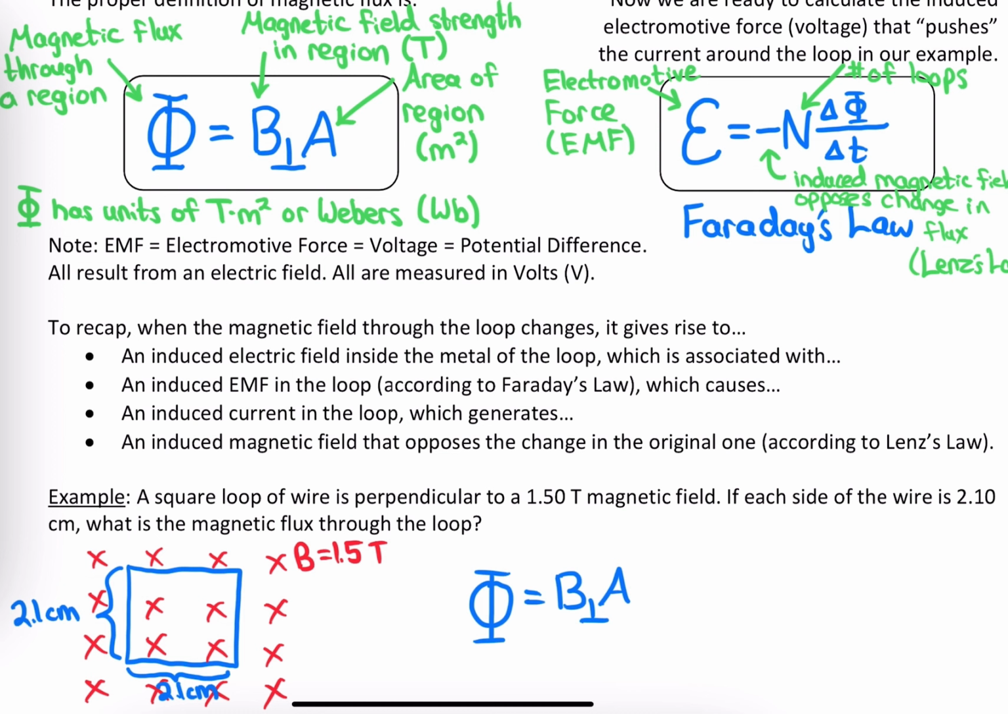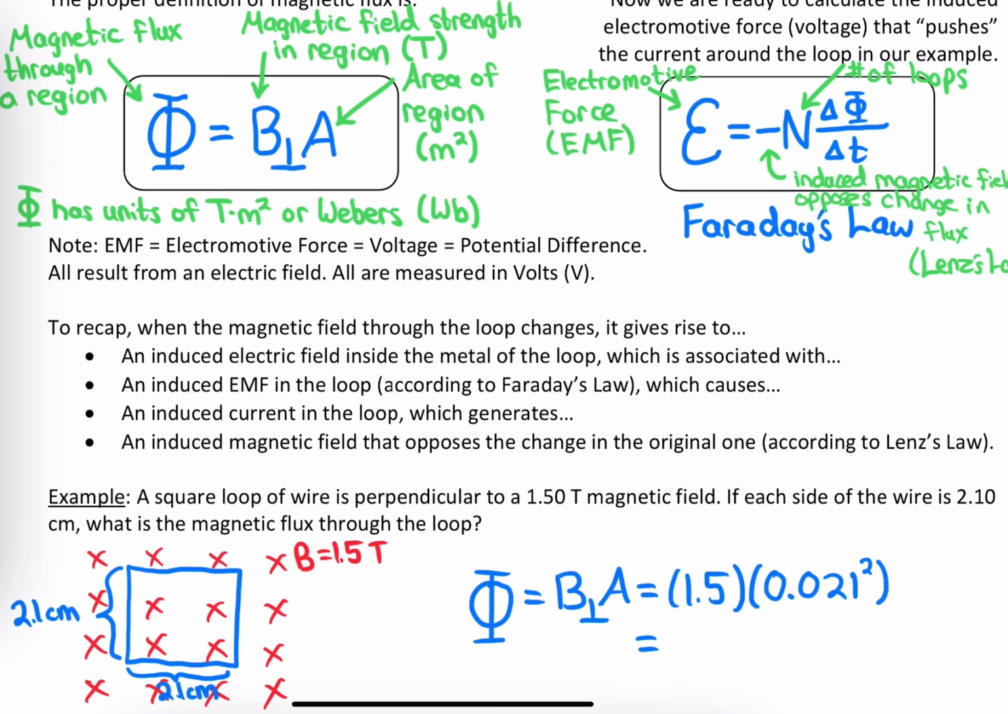So, because they're perpendicular, all I have to do is take that magnetic field and multiply it by the area of the region, in this case, the loop. So the magnetic field has a strength of 1.5, and the area of the loop, well, that's going to be length times width, or because it's a square, just the length squared, and length is 0.021 meters, and I'll square that to get the area.